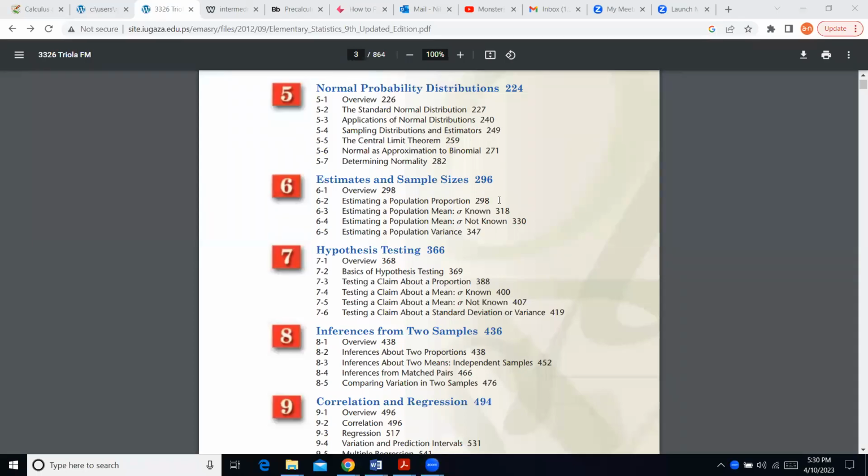And recall how we worked out the exercises that were dealing with confidence intervals. I think we went to section 6.3, so page 318. So I'm gonna add 30 to it.